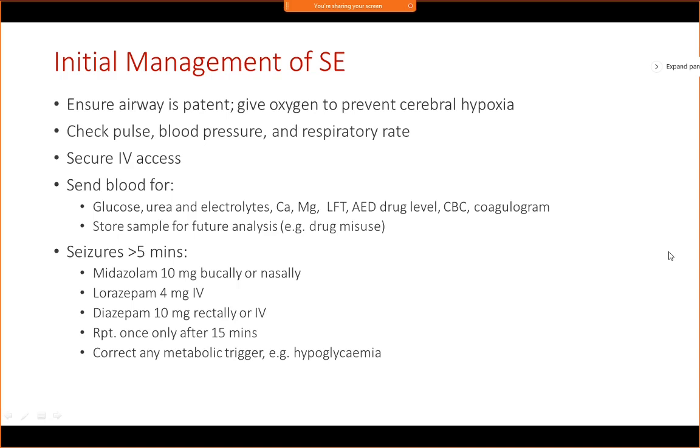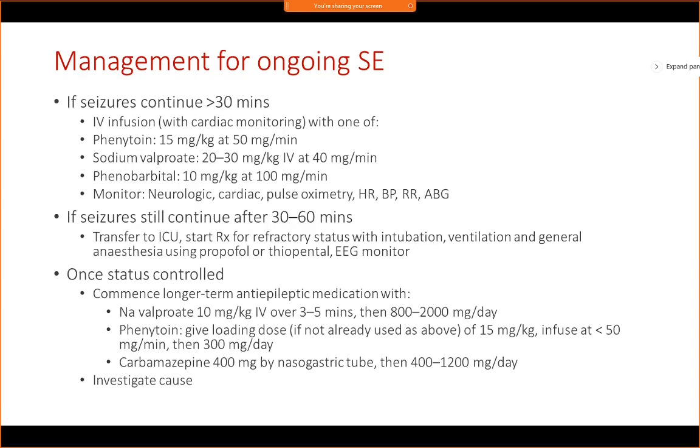Okay, next. If the seizure is more than 30 minutes, first 15 minutes, you observe for another 15 minutes, with no more repetition of the drug. You continue with the IV infusion. Now you start either phenytoin or fosphenytoin, 15 milligram per kg, sodium valproate, or phenobarbital, and monitor the neurological and cardiac functions, pulse oximetry, heart rate, blood pressure, respiratory rate, and the ABG. These are the things to be done. ABG only once, and the monitor itself will keep on monitoring the other parameters.